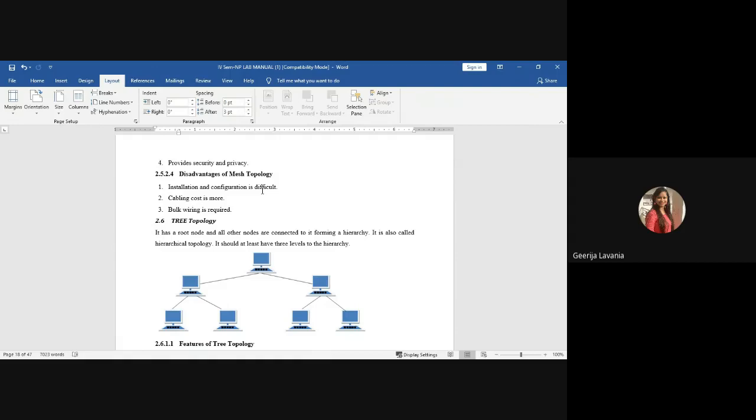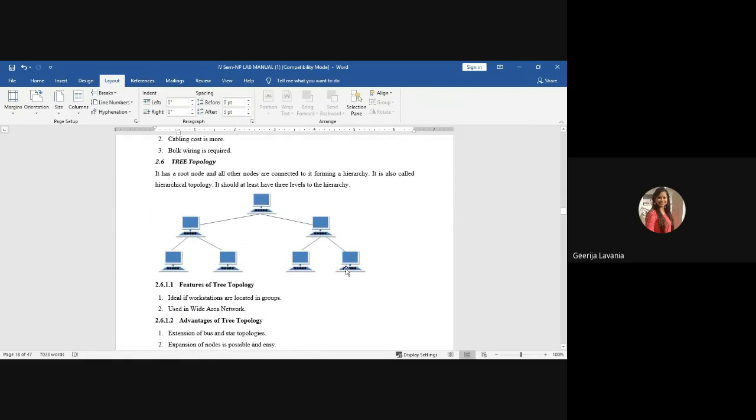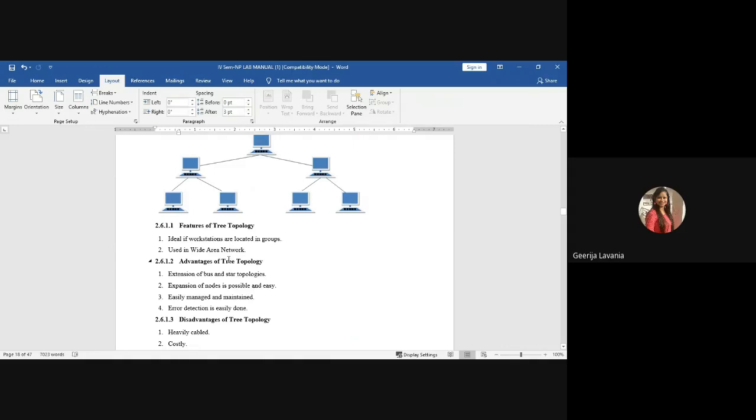Now come to the tree topology. The tree topology is like a tree. It has a root node and all the nodes are connected to the root node. It is called the hierarchical topology. This is the example, this is the diagram. You can see it in the tree topology. The feature of the tree topology is that it is ideal when workstations are located in groups, and it is used in wide area networks.